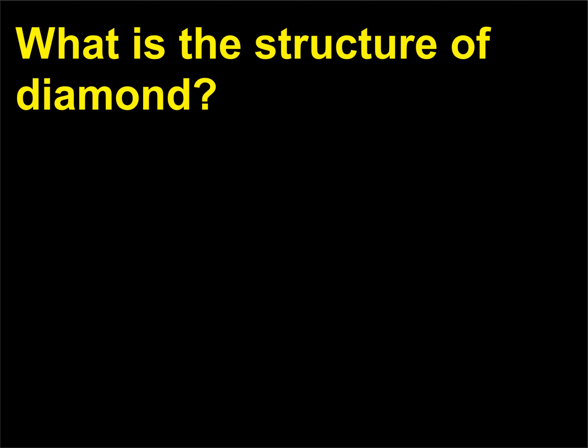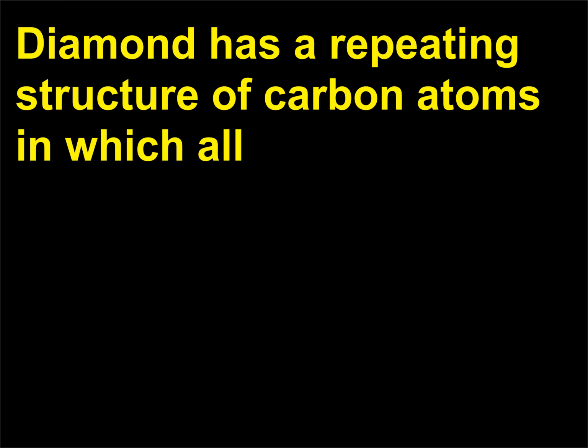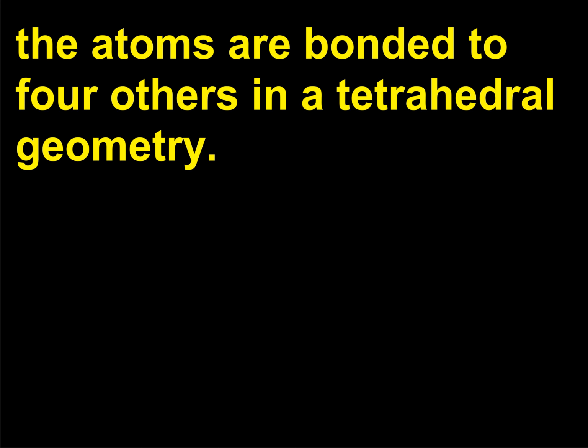What is the structure of diamond? Diamond has a repeating structure of carbon atoms in which all the atoms are bonded to 4 others in a tetrahedral geometry.